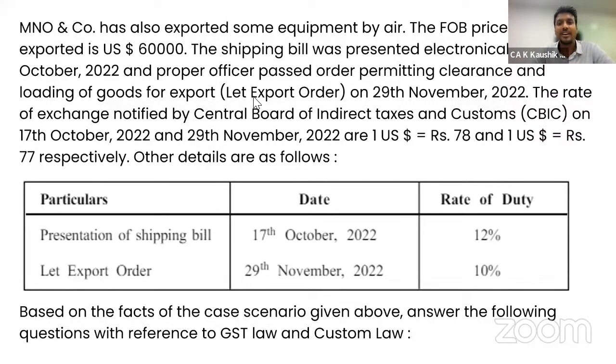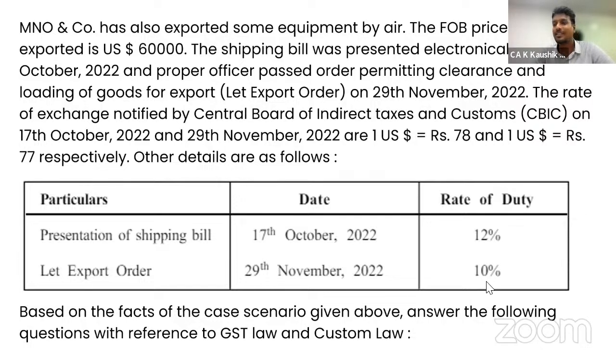That is on the date of the submission of the presentation of shipping bill. So the shipping bill date has to be considered for the exchange rate, and the export duty rate should be considered on the date on which the export is confirmed, that is the let export order. That is 29 November 2022, 10%.